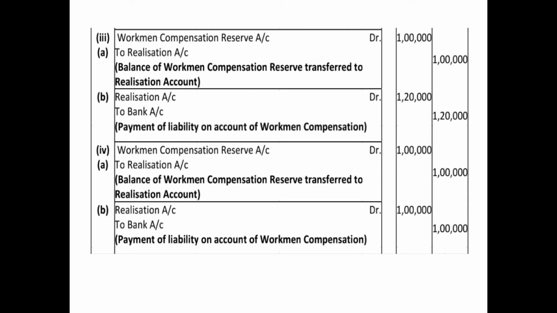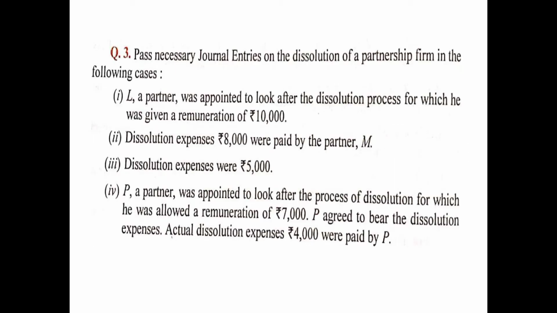So I hope this question is clear to you children. This is very easy and simply based on the cases of workmen compensation reserve. Now the next question. This is practical question number 3 again from your book D.K. Goel. You have to pass necessary journal entries on the dissolution of a partnership firm in the following cases.